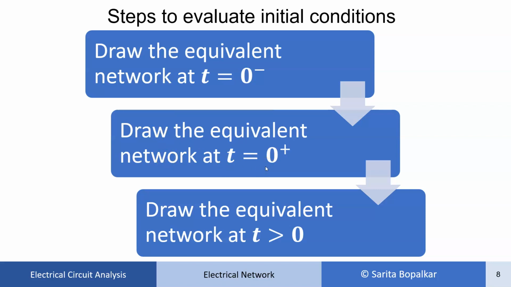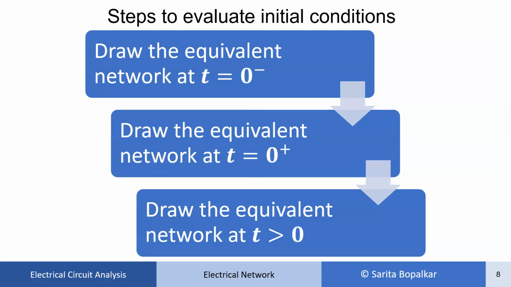Then draw the equivalent circuit at t is equal to 0 plus. Remember, whatever the state of the inductor and capacitor at t is equal to 0 minus, it remains the same at t is equal to 0 plus. Then check whether you want to find a loop current, a node voltage, or a voltage across any particular element. Find that at t is equal to 0 plus. The third step is to draw the equivalent circuit at t greater than 0. At this point, you need to apply KVL or KCL depending upon what you want to find.